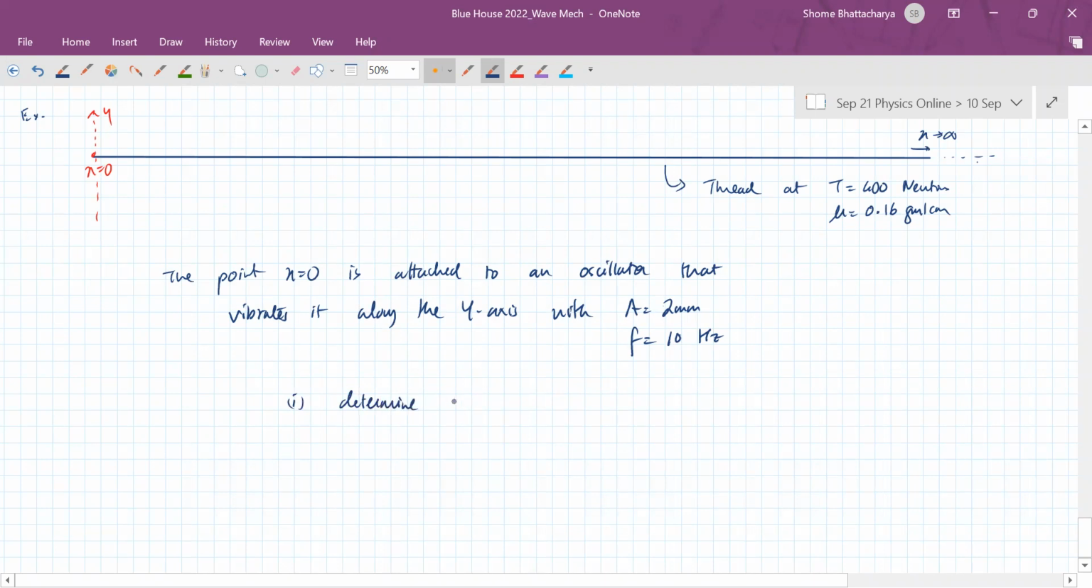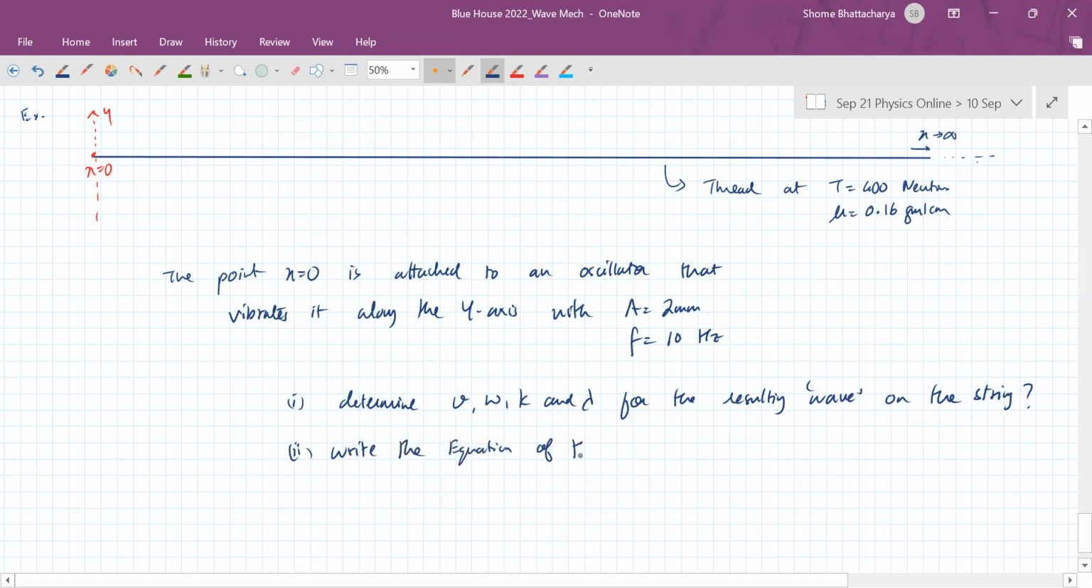Okay. So first of all, determine wave speed, omega, k, and lambda for the resulting wave on the string. Write the equation of the wave if y at x equal to 0 is 0 at t equal to 0.